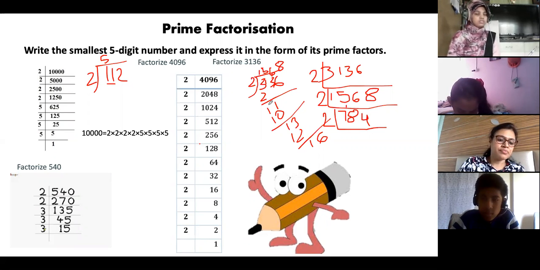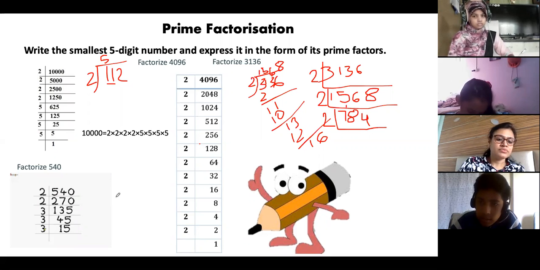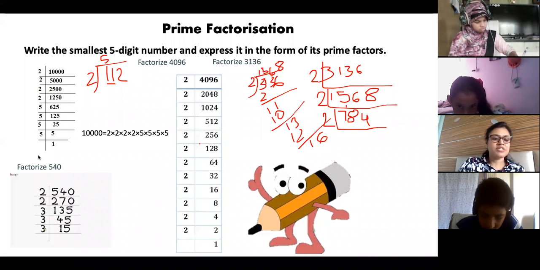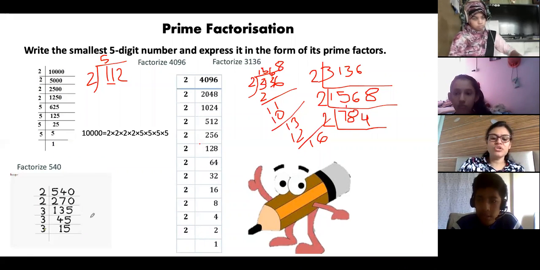Mr. Rizwani, read the line for me, please. Ma'am, I got the answer. Now give me the answer. 2 raised to 6 into 7 square. Abdullah, you give me the answer first.